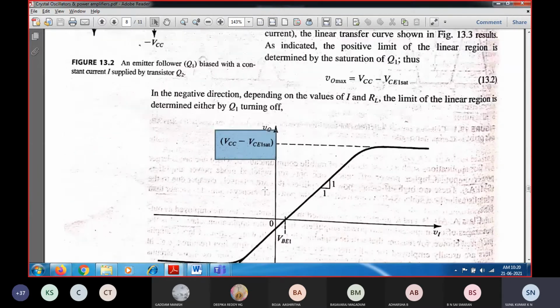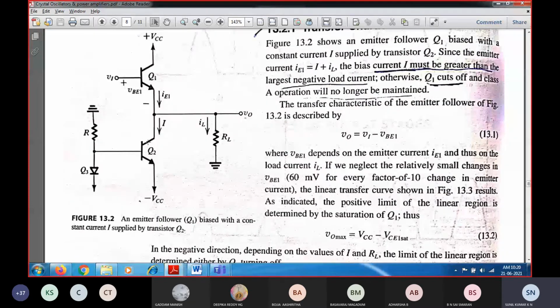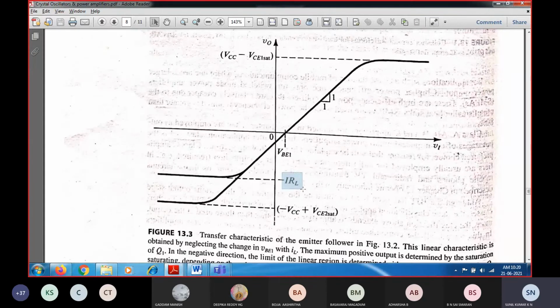So one case is what? Since current is going to start flowing across the load resistance RL, it is going to have I into RL as the minimum value of the negative voltage. So during the negative cycle, you will be getting the minimum value as this, till the transistor enters into the cutoff, or when the transistor Q2 enters into saturation. Saturation means you will be getting the maximum voltage swing in the negative direction, and the minimum output voltage in the negative direction will be I into RL.